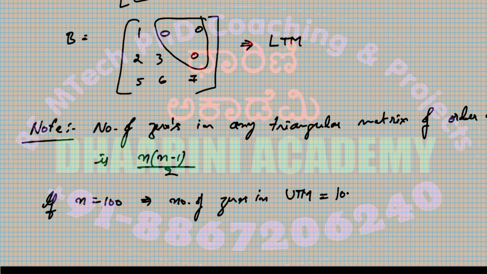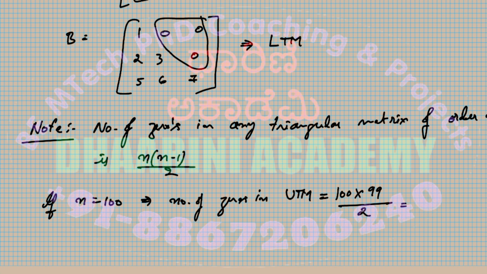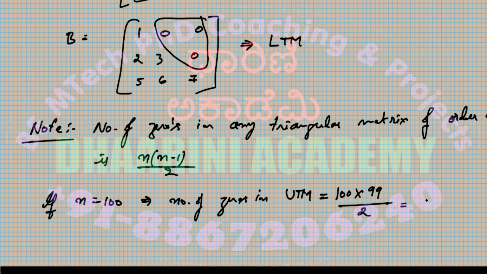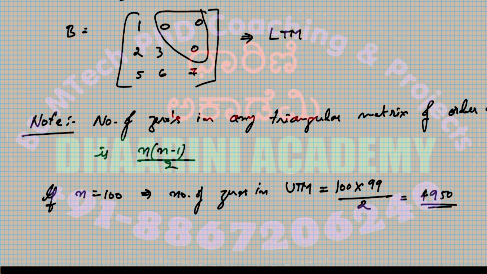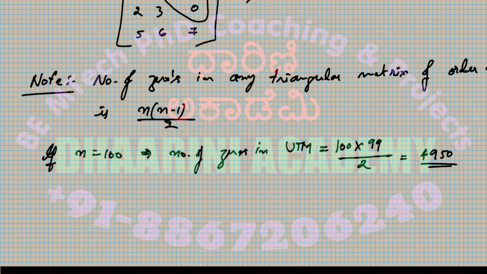Obviously, that should be 100 into 99 divided by 2. So that is 50 into 99. So that is equal to 4,050. So many zeros will be there. Okay, yes. Let's move further.